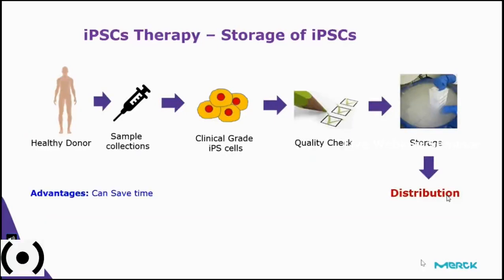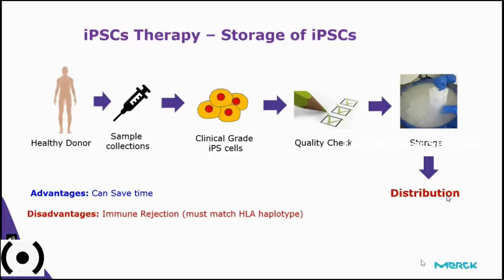So by doing so, you can save time, right? Whenever a patient requires iPSCs, you can immediately distribute. Now the only disadvantage is immune rejection, because you are taking cells from a different donor and injecting them into a patient. So you have to match the HLA haplotype, which is a tedious task. But scientists now have a solution to this problem also.